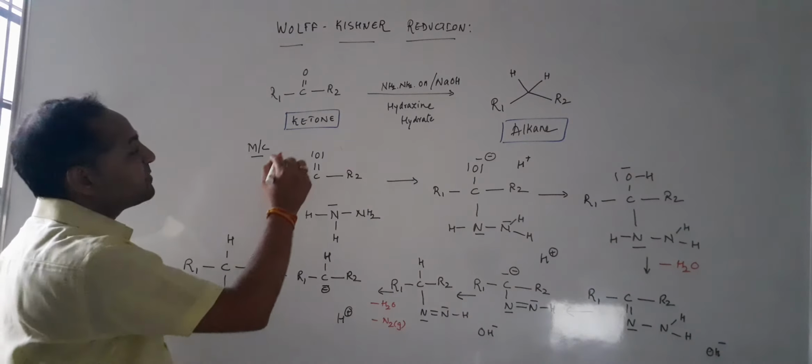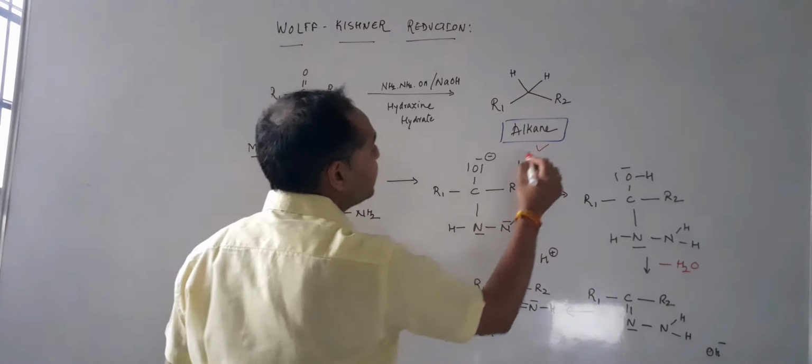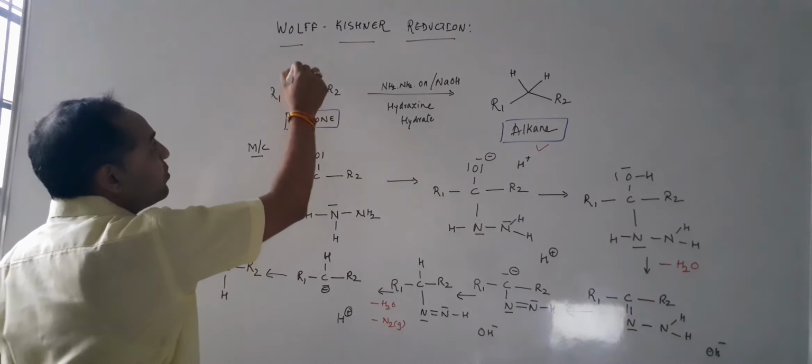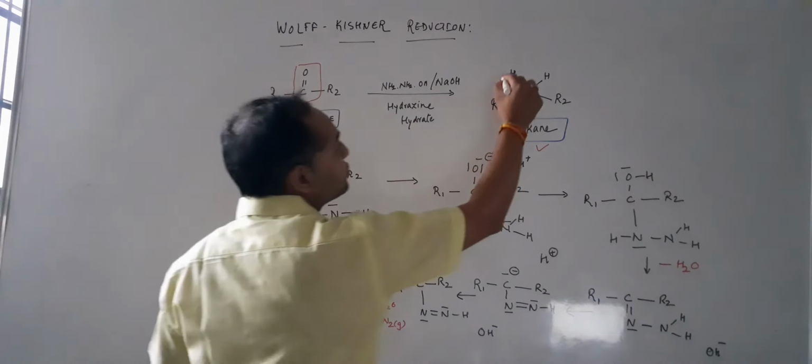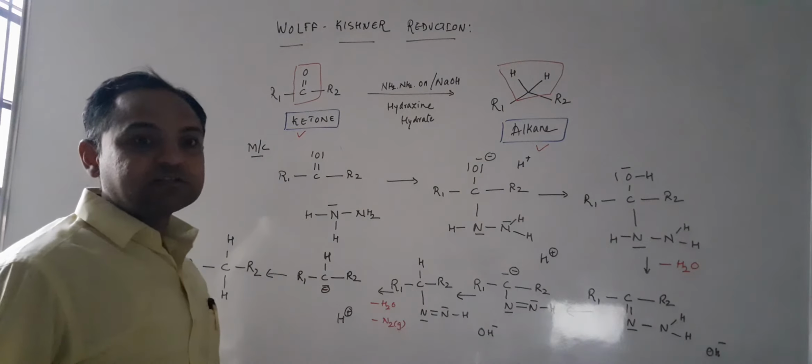Okay. So in Wolff-Kishner reduction, the ketone is reduced to an alkane. That means whatever C double bond O is there, that is reduced to CH2. Okay. Now, which reagents are involved?